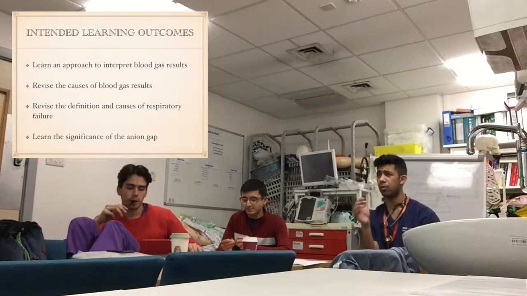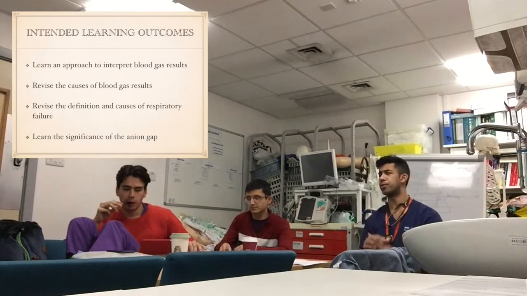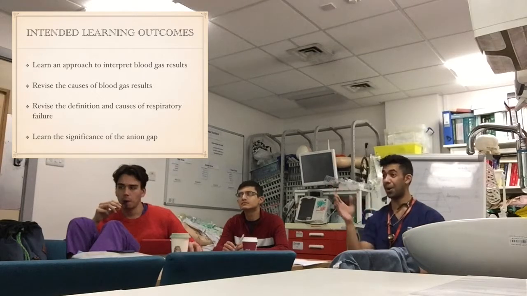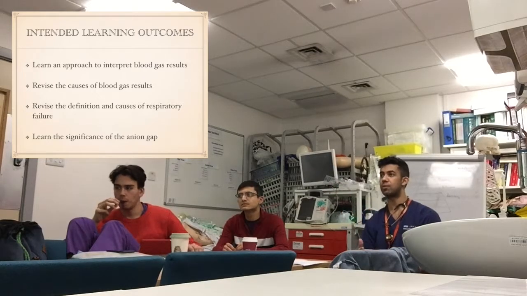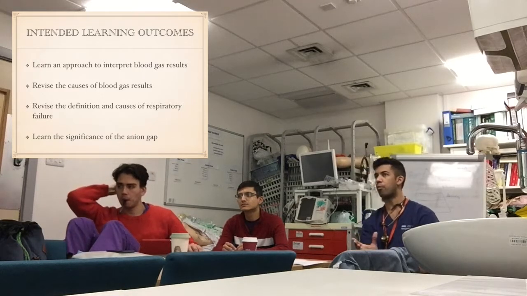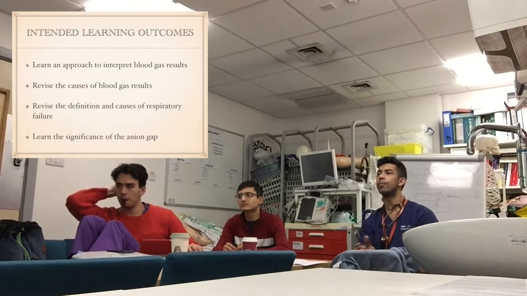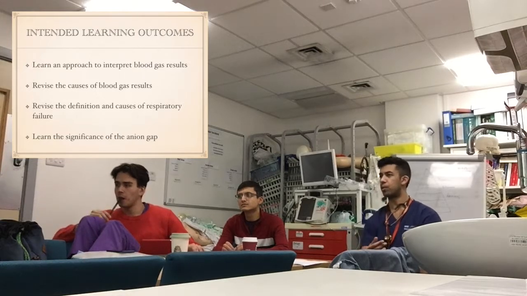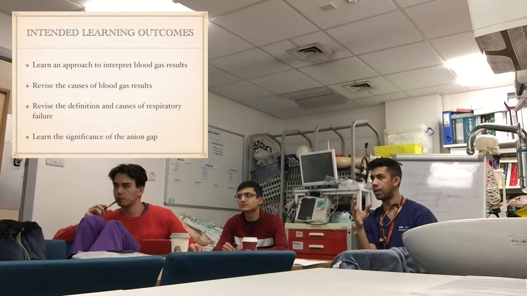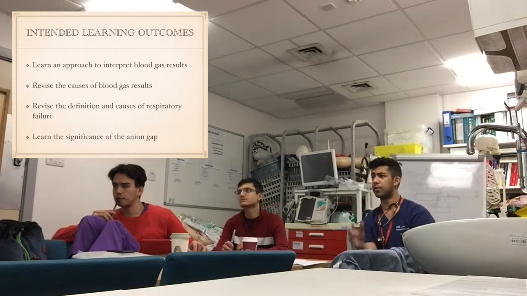What we're going to do is learn an approach, so that when you're in front of someone and you get quizzed by myself or Prof. Carly or someone about a blood gas result, you can go through it with confidence. Not a better approach, but this is quite a reliable one. We'll also look at the causes of blood gas results. When you have deranged results, what are the underlying clinical causes for them? We'll look at the definitions and causes of respiratory failure as well, and we'll look at the significance of the anion gap.